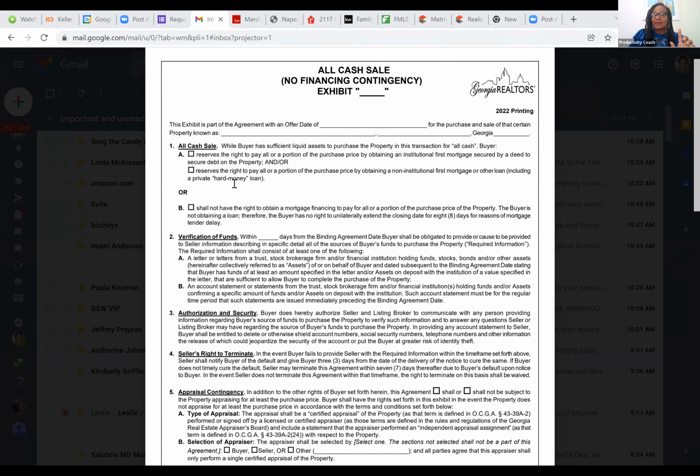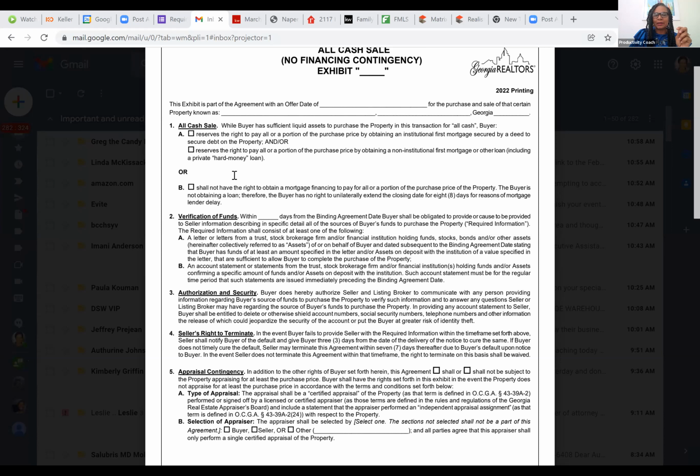Now, this is very important, you guys. If you're working with an investor in quotes, and they do not have their own money, which one of these 2 would you take? The second one. The second one. Now, does that negate the fact that you need proof? Yes. Okay. Now, B says, we shall have the right to obtain a mortgage financing to pay for all or a portion of the purchase price.